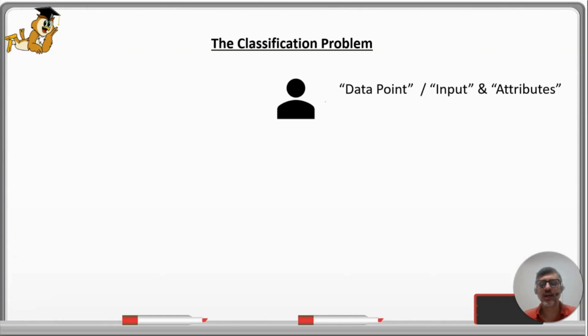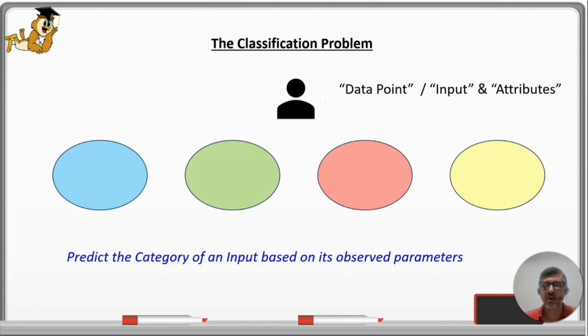Quick recap. In the last session, we talked about the classification problem. The classification problem was a problem in which you had a data point or an input, and you had to predict the category of that input based on its observed parameters. In our specific example, we were trying to predict the attire, the dress of a person based on their age and gender. That is what the classification problem was, predicting the category or class of an input based on its observed parameters.